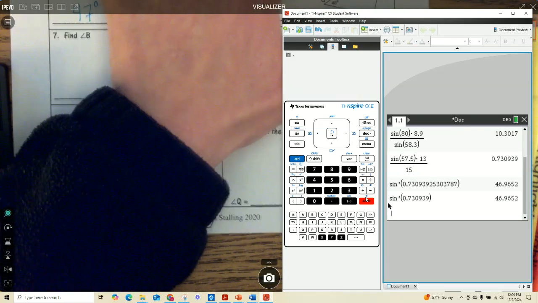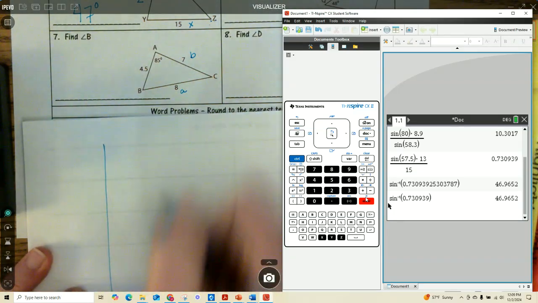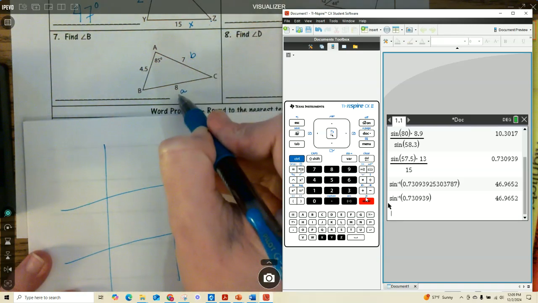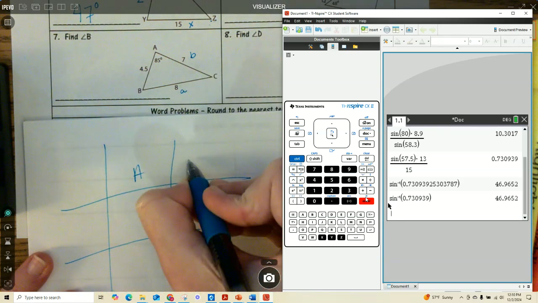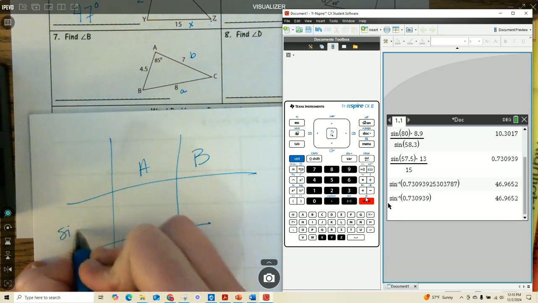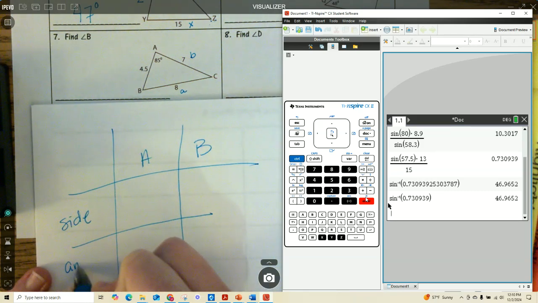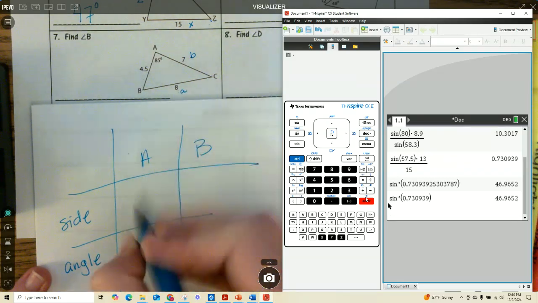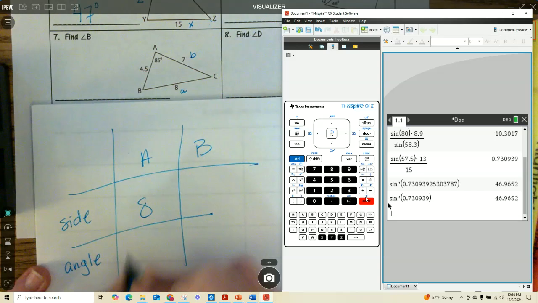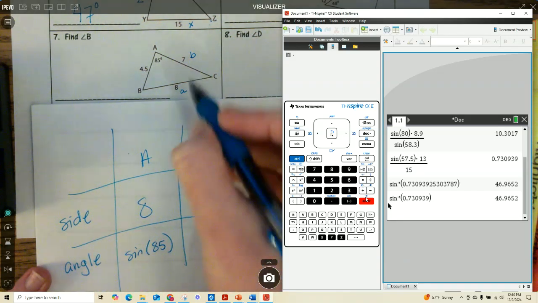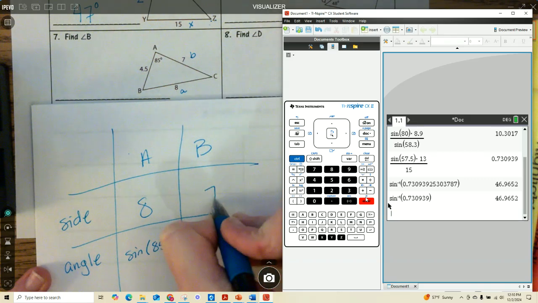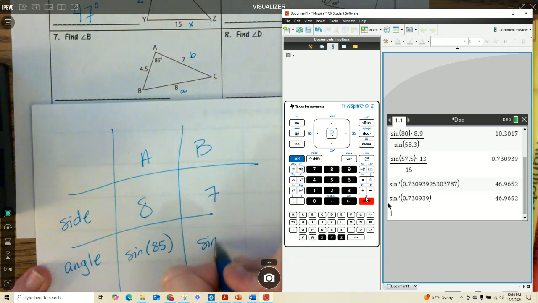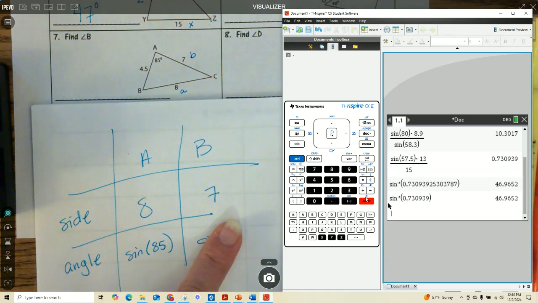All right, so tic-tac-toe. So we're using A and B. Those are our letters. Side always goes on top. Angle goes on the bottom. So side A is an 8. Angle A is the 85. So we write it with a sine. Side B is a 7. And that's the angle we're looking for. We're looking for sine B. So we don't use this one. We don't use the one we're looking for.